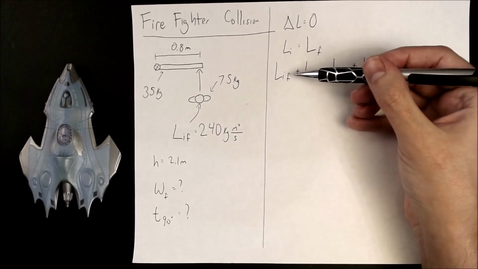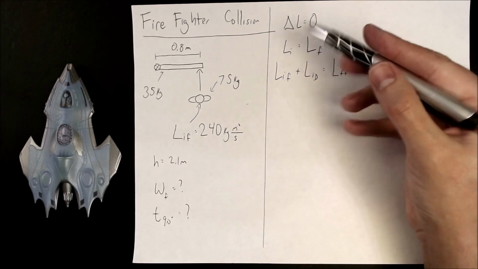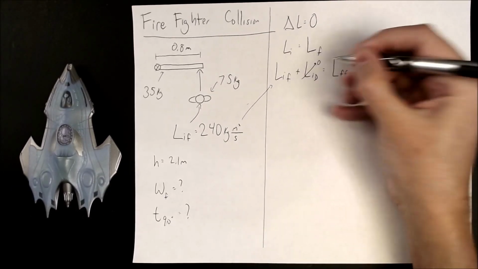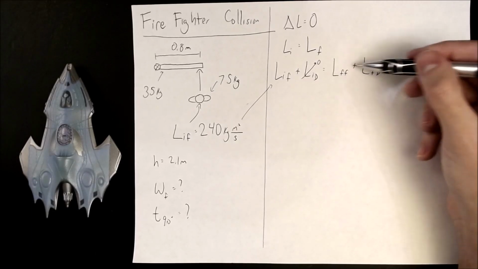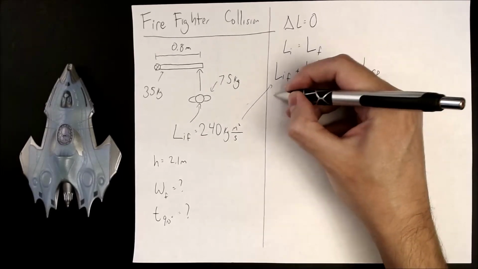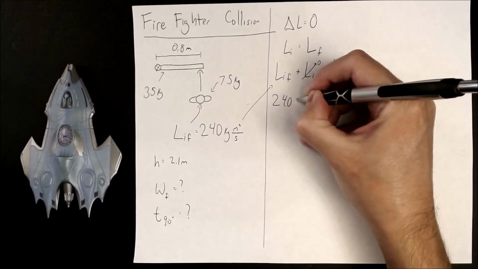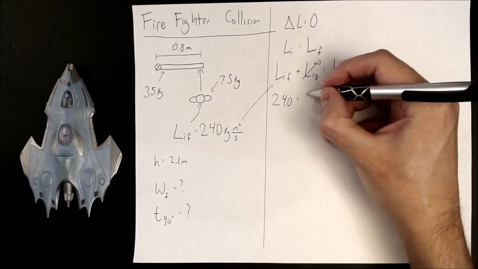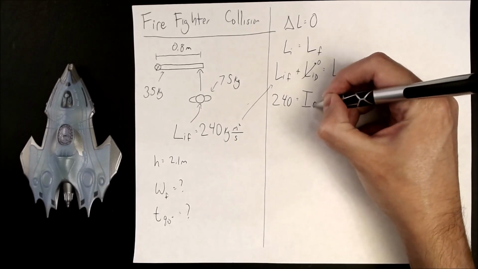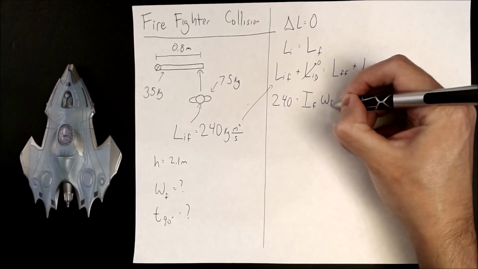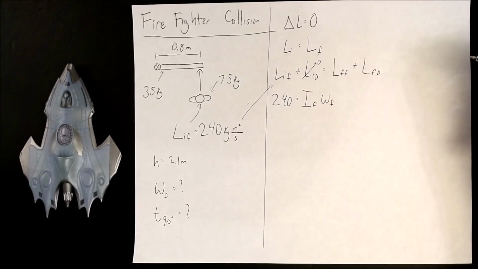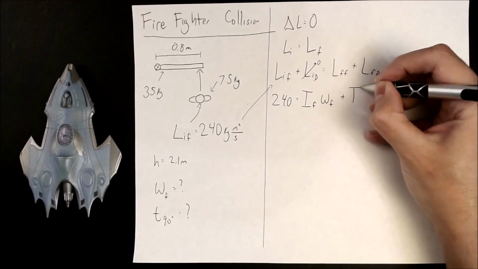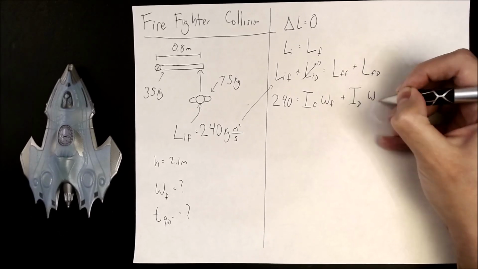Well, does the firefighter have initial angular momentum? Yep. Does the door? Nope. Do they at the end? Yeah. So we've got 240, because I gave you that number, is equal to angular momentum of the firefighter at the end. Well, that's going to be the moment of inertia of the firefighter times omega final. They're stuck together, so they're going at the same angular velocity, plus I door omega final.